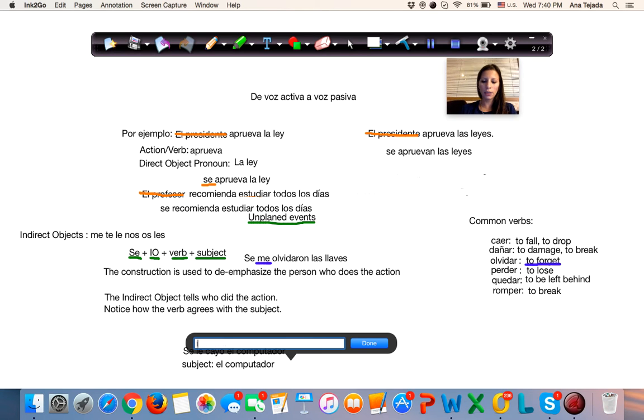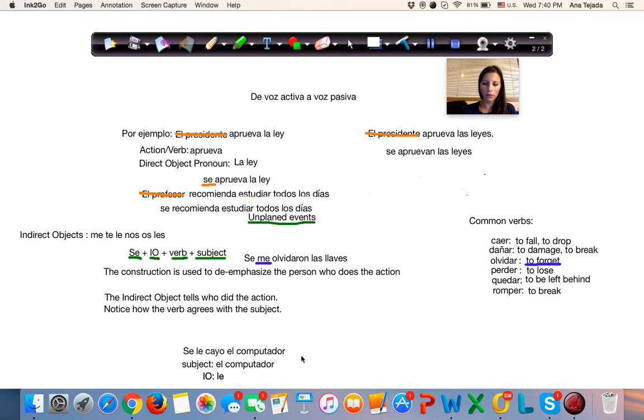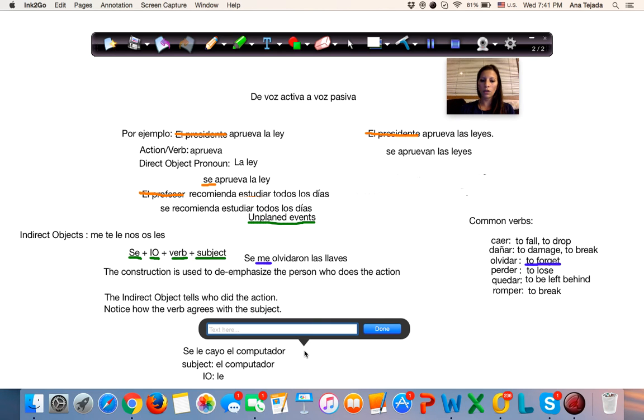Our indirect object pronoun is le. What does le mean in terms of what it is telling us in the sentence? Who did the action? Who let something fall or who dropped something? Le, meaning it could be he, she, or you, él, ella, o usted. So in those cases, we can make it a little more specific. A mi mamá se le cayó el computador.